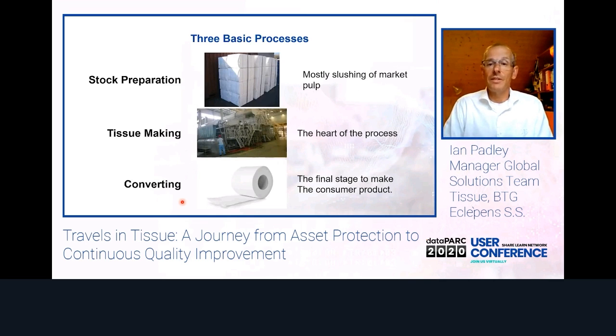Before we talk about that in detail, let's talk about the basic processes in tissue. We have the stock preparation. We take market pulp, or sometimes pulp from an integrated pulp mill, and it'll be slushed up and made to the correct concentration or consistency to go forward to the tissue machine. What most of us will think of with tissue making is the actual tissue machine, shown here in the middle picture, that makes what is effectively an enormous roll of tissue paper up to 6 meters wide, which is then converted, sometimes on site, sometimes in a separate factory, sometimes in a separate factory on another continent, into the final consumer product.